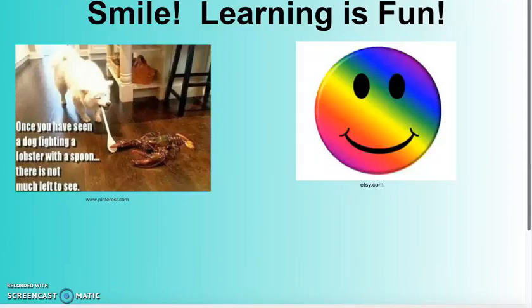Let's start off with something to put a smile on your face. I love this with the dog fighting with this lobster. It's not really a scene that you would see in a normal household, so I thought it was pretty funny.